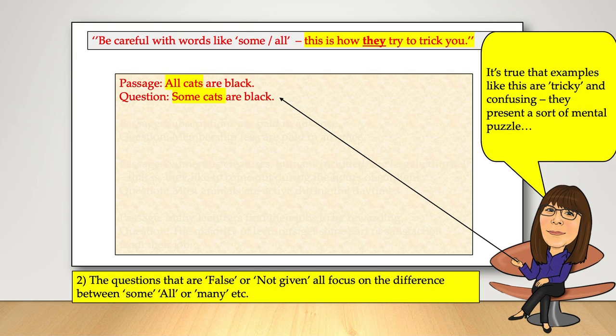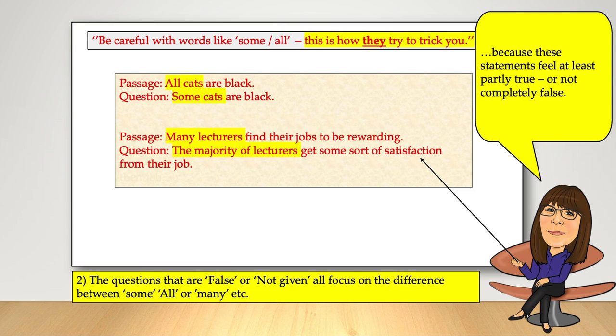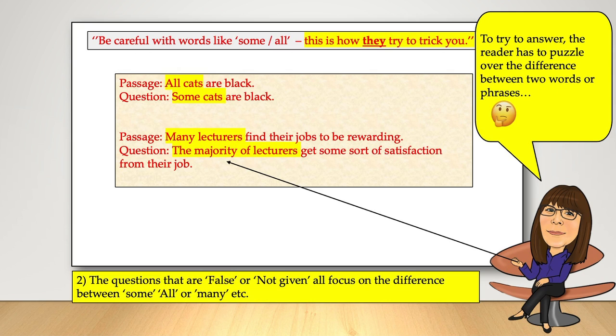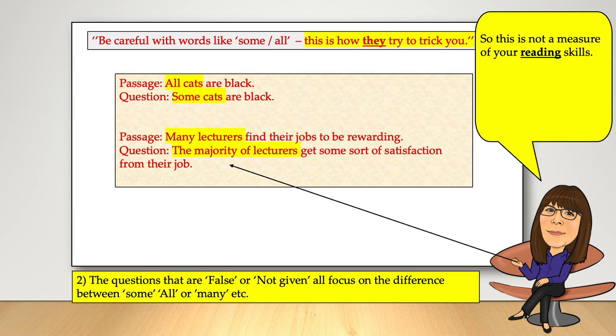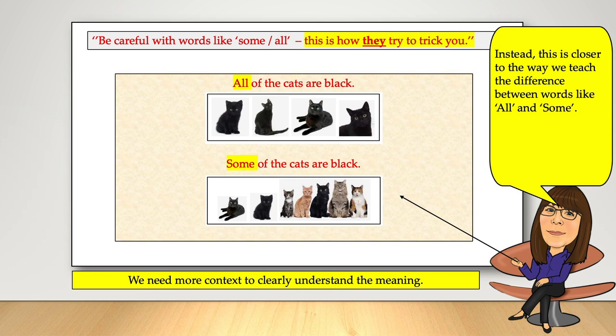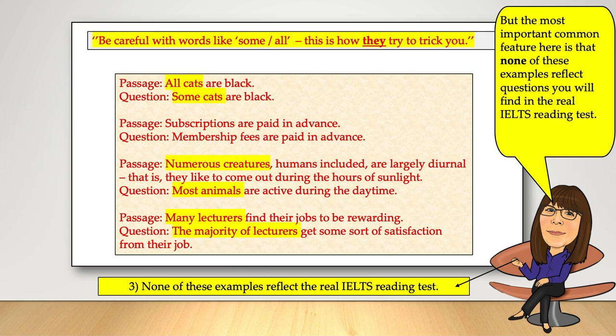It's true that examples like this are tricky and confusing. They present a sort of mental puzzle, because these statements feel at least partly true, or not completely false. To try and answer, the reader has to puzzle over the difference between 2 words or phrases. So this is not a measure of your reading skills. Instead, this is closer to the way we teach the difference between words like all and some. But the most important common feature here is that none of these examples reflect questions you'll find in the real IELTS reading test.